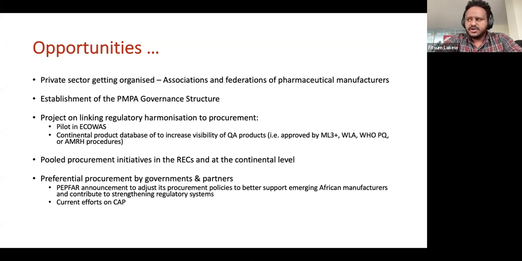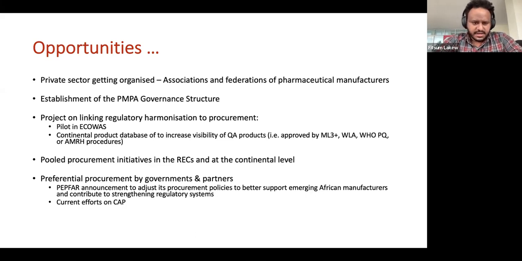We also have associations of private sector or local manufacturers, and we also had a very good meeting last year in October in Nairobi, Kenya, whereby we had the opportunity to listen from the private sector in terms of their interest, in terms of their challenges, and also what they expect countries to do in terms of really taking advantage of the private capital in Africa.